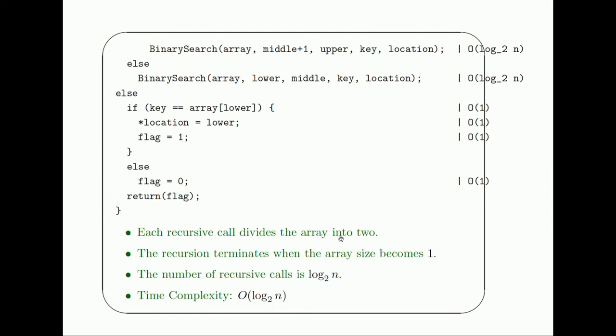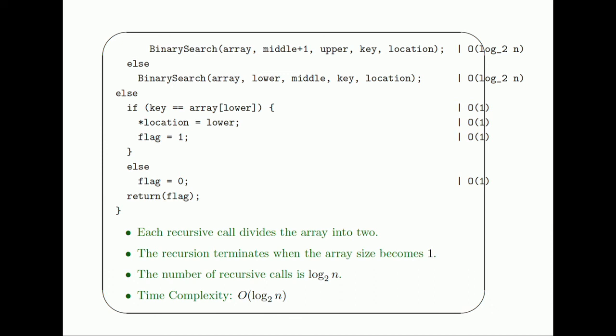So, each recursive call divides the array into 2, and this recursion is what makes it log n because it is going to be executed log n times. The recursion terminates when the array size becomes 1 and the number of recursive calls is log n. Therefore, the time complexity is order log n to the base 2. As I said, it is best to draw the recursion tree whenever you have recursive algorithms to solve.